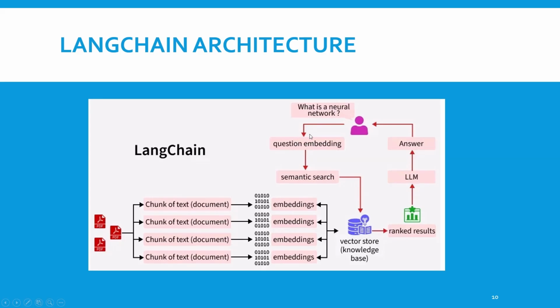Suppose the question is what is a neural network, and there will be one answer, it's a set of nodes of an artificial intelligence network or something. So whatever are the ranked results that would be fetched, these ranked results would be provided to an LLM. The LLM would then make sense of the answers and provide the final curated answer to the user. So this is the basic architecture of a LangChain framework.